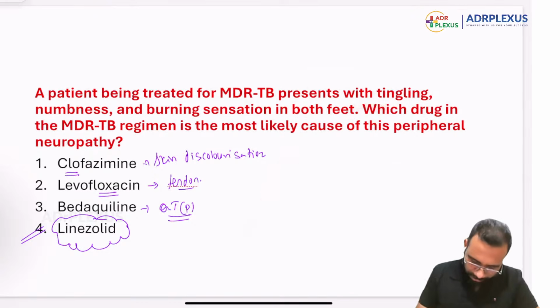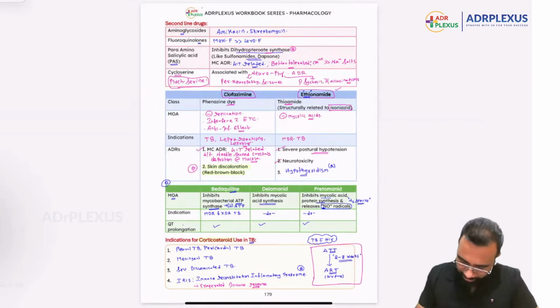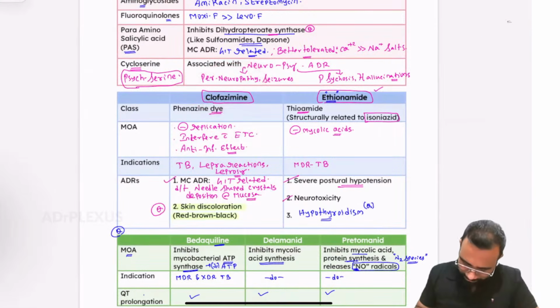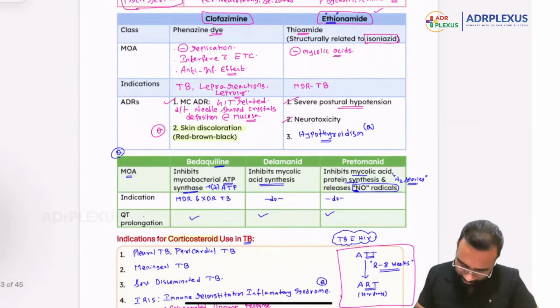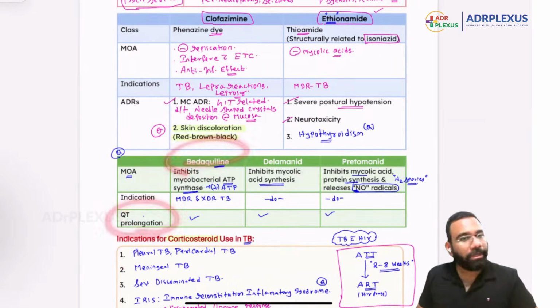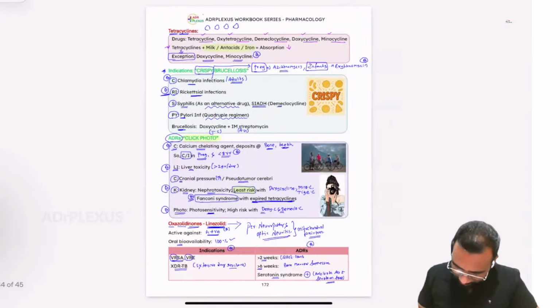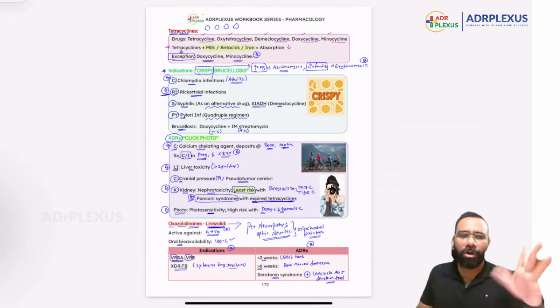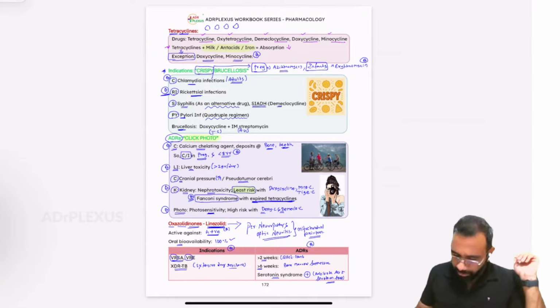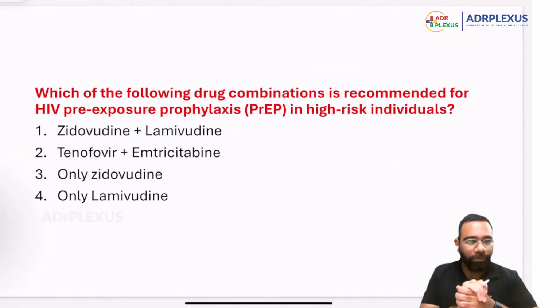Which of the following is a cause? This one, linezolid. If you can see here, clofazimine. Clearly, we have discussed this one. It is going to cause either diarrhea or skin discolorization. Bedaquiline is going to cause QT prolongation and slight hepatotoxicity, right? So I'm coming to this linezolid part. Yes, I told you, because of mitochondrial toxicity, it is going to cause neuropathy, peripheral neuropathy or optic neuritis, whatever it might be. So that's all about MDR TB and peripheral neuropathy.